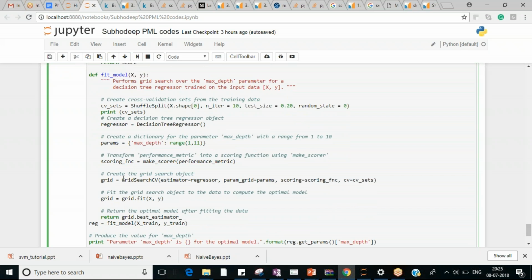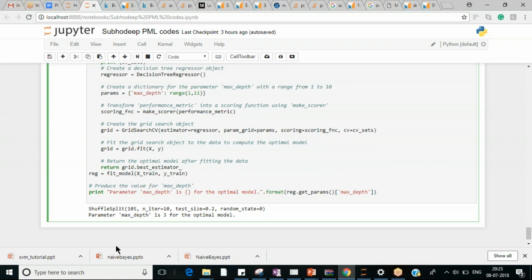So I do a grid search. Grid search CV: the estimator is the regressor, the model I put. Grid parameters is the depth which we have put here. Scoring function is the R square that we have put, and CV is the cross validation set that we have put for testing. Then you do a grid dot fit, and then you return grid dot best estimator. So what it says here, you see, parameter max depth is 3 for the optimal model. So between 1 to 11, if you keep max depth as 3, you get the best accuracy.